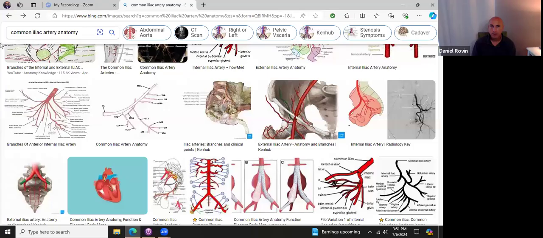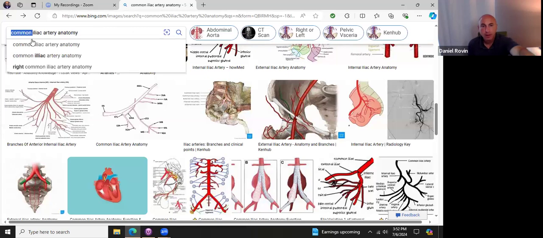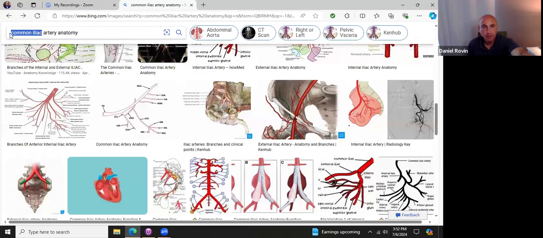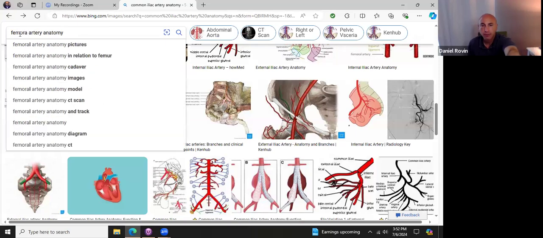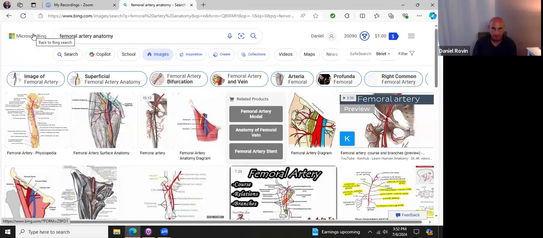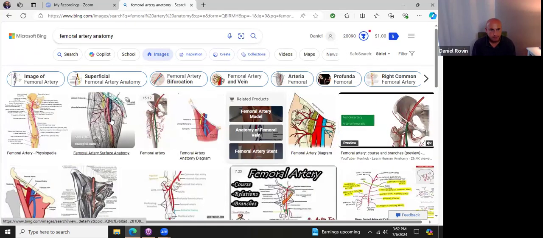So let's take a look at that femoral artery. Femoral, F-E-M-O-R-A-L. Some people say it's femoral. Sometimes I do. Sometimes I say femoral. Same thing, people.